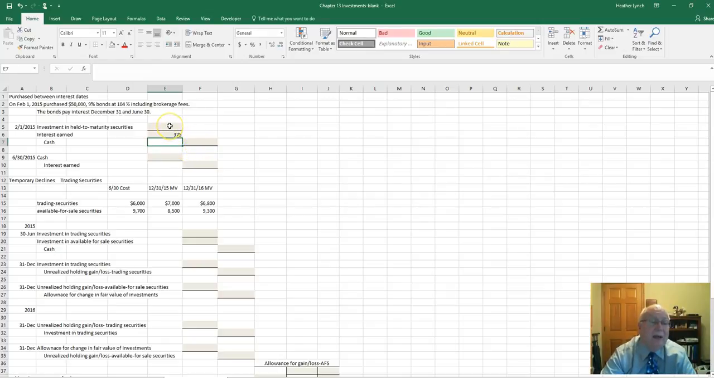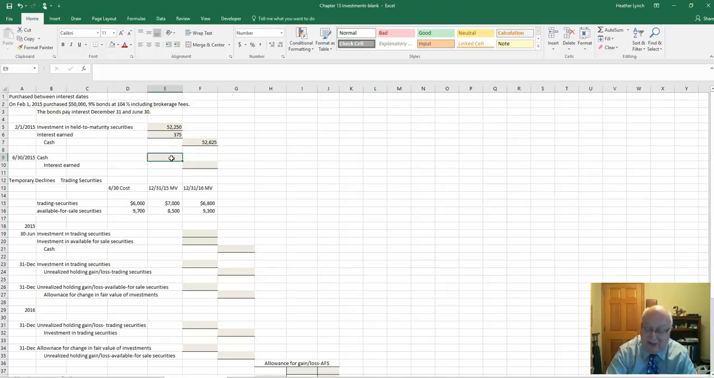The investment you have is equal to the 50,000 times 1.045, or 52,250. Okay, the investment is simply the 50,000 times this. Think of this as a percentage, 104.5. So that's the $52,250. Interest earned is the 50,000 times 9% divided by 12. So the cash that you had to pay would be these two added together, or 52,625.